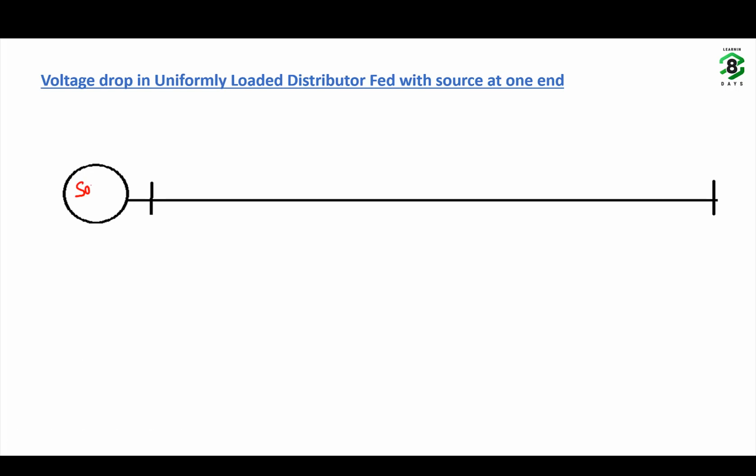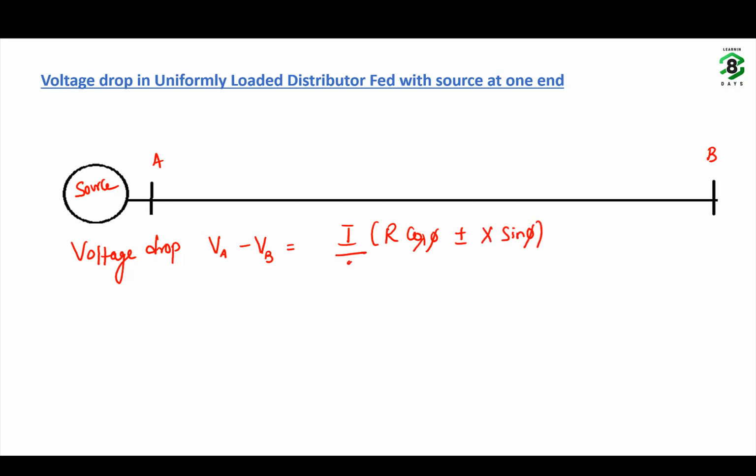Suppose this is the source point, this is A, this is B. Then the voltage drop VA minus VB is given by what? Since we already know the parameters, we can directly write I into R cos phi plus or minus X sin phi by 2. So the total voltage drop becomes mod VA minus mod VB equals I by 2 into R cos phi plus or minus X sin phi.